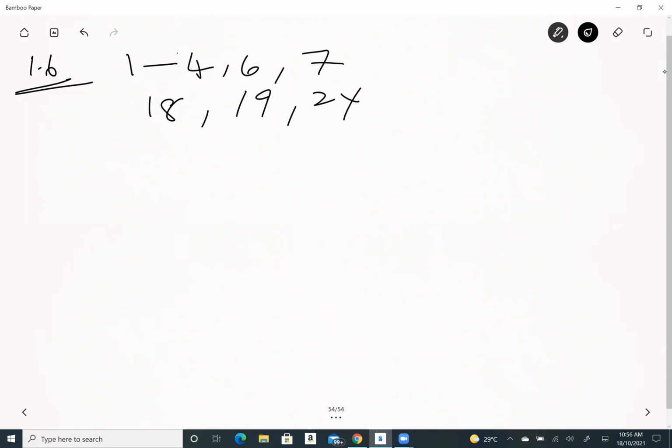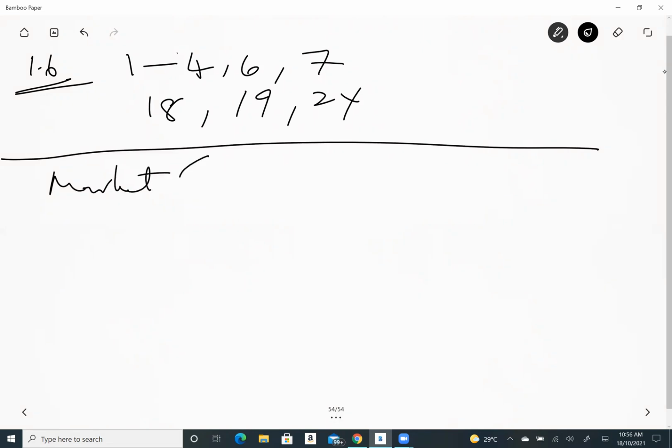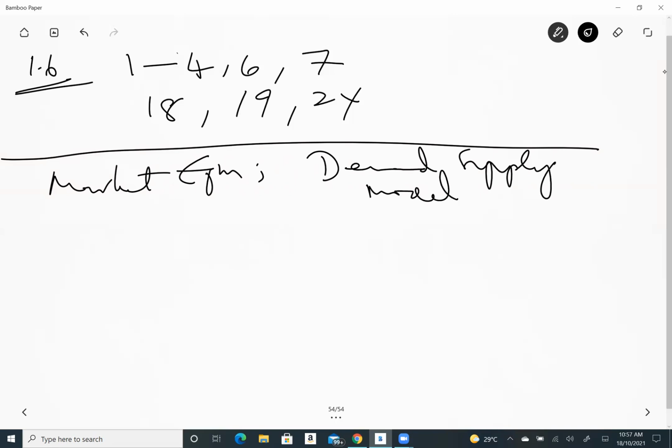So now we move on to the second part. Now the second part is the market equilibrium. This is on economics. This is a model of demand and supply. So when you have a demand function and you have a supply function, you have a market. Then there will be market equilibrium.